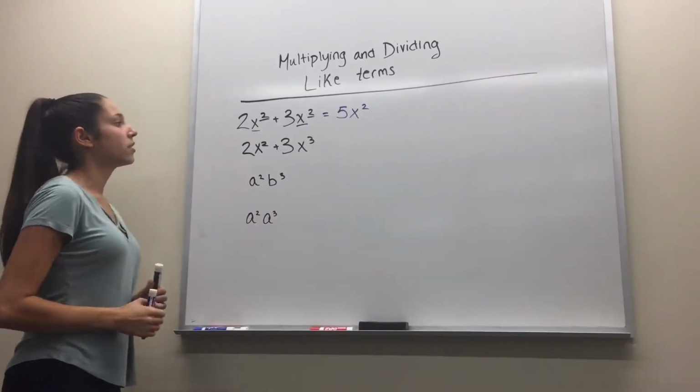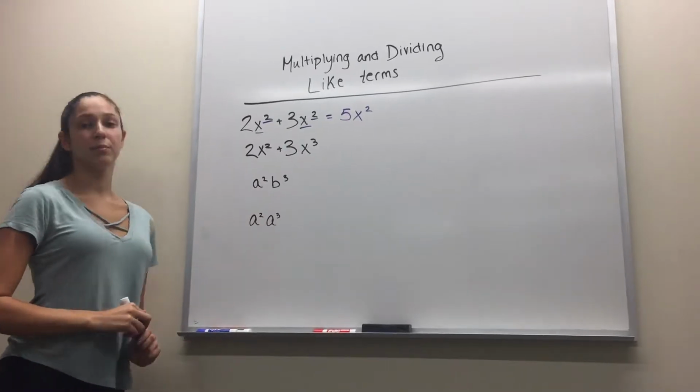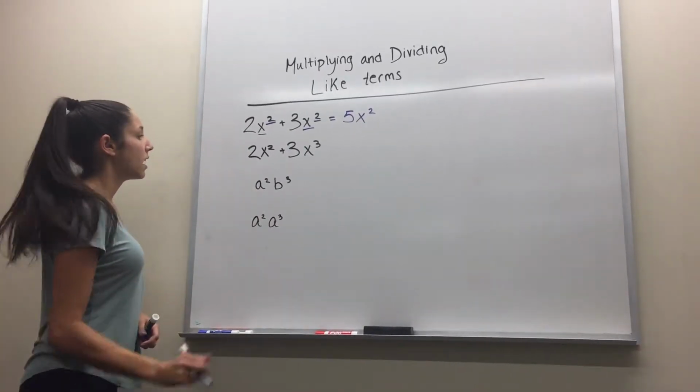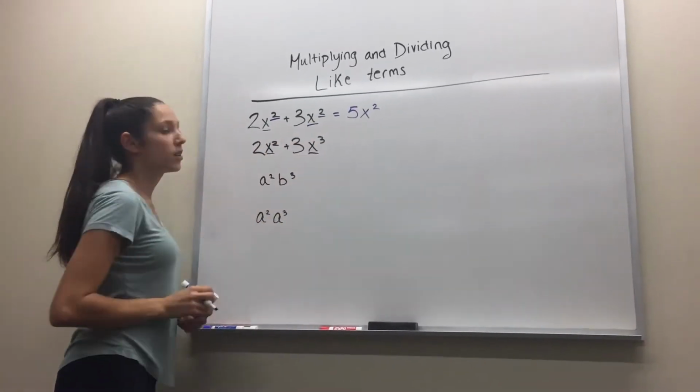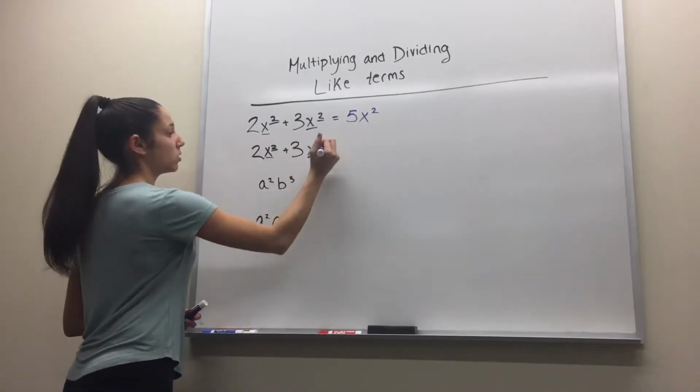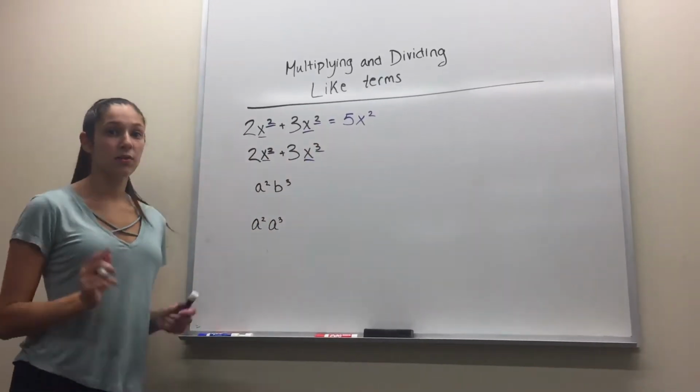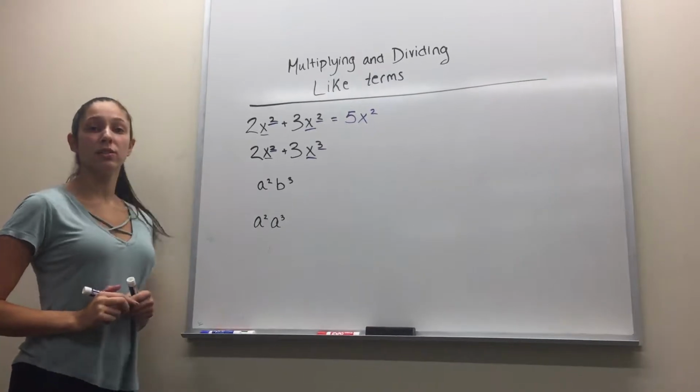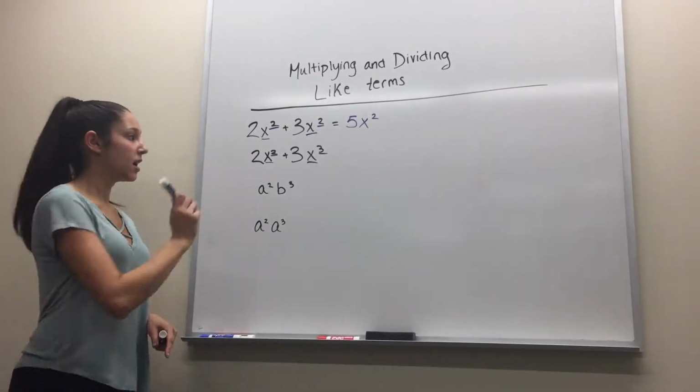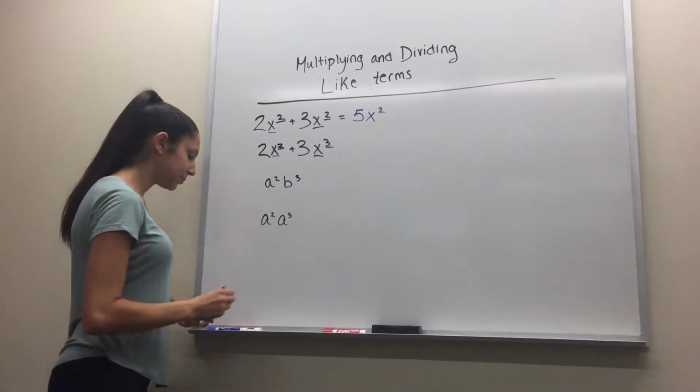So now let's look at the second term. We have 2x squared plus 3x cubed. Now we have our x's. They're the same. But our exponents, one here is a 2 and one here is a 3. Therefore, we can't add those together. It just remains 2x squared plus 3x cubed. And there's nothing we can do to simplify this.